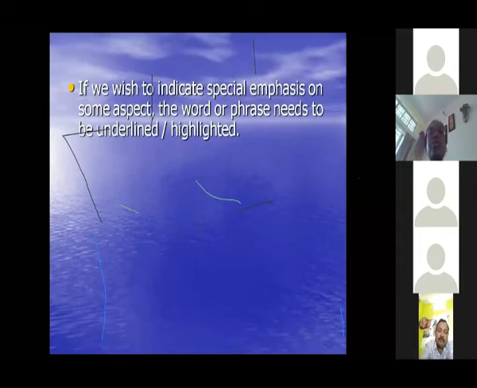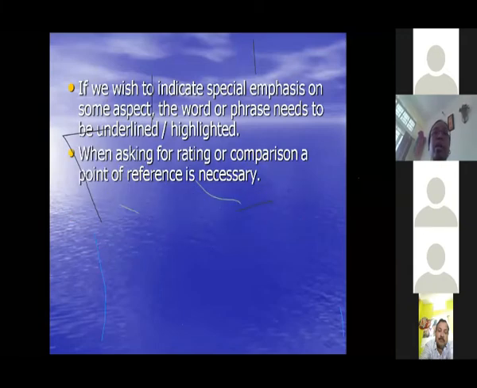Moreover, there are some other points we need to take care of at the time of construction of a questionnaire. If we wish to emphasize some words or aspects or phrases, we need to underline or highlight these points. When asking for rating or comparison, a point of reference is always necessary. For example, if you want information about performance of students in a test, what is meant by the word average, above average, below average? For this, we need to mention the percentage: if the percentage of marks lies between, say, 50 to 70%, we say average. Above 70%, we say above average, like that. And these are known as point of reference. In many situations, we need to mention the point of reference to make the meaning of the question clear.